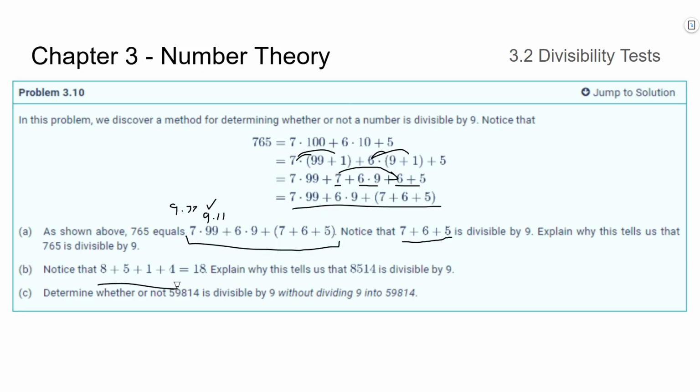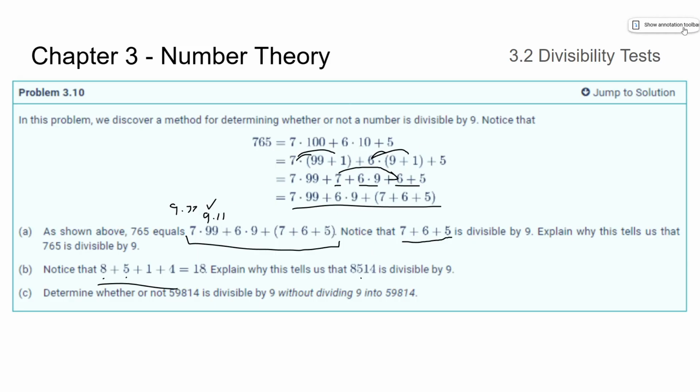Okay, notice that all this stuff equals 18. Explain why that tells us that these are the same numbers. See the 8514, 8514. Why that is divisible by 9. Okay, so just because 8 plus 5 plus 1 plus 4 is 18, why does that tell us that 8514 is also divisible by 9?